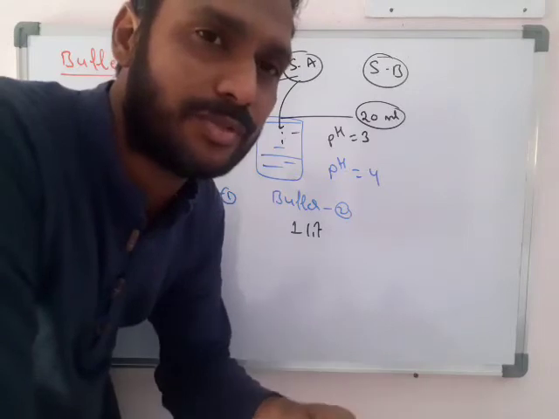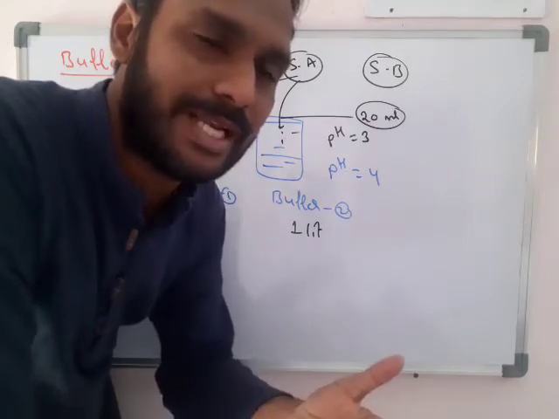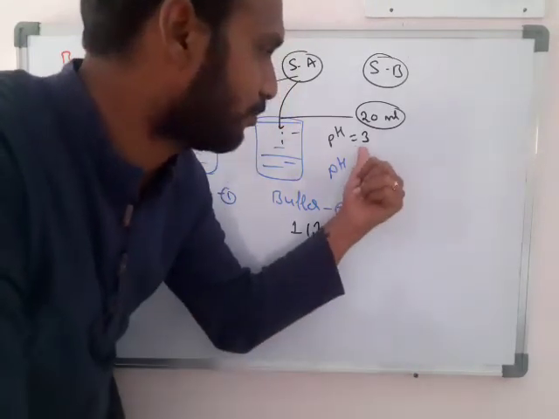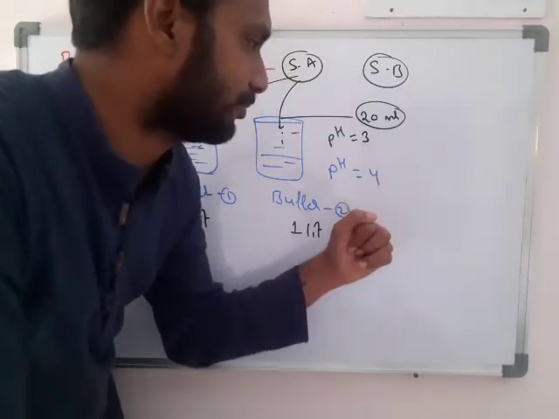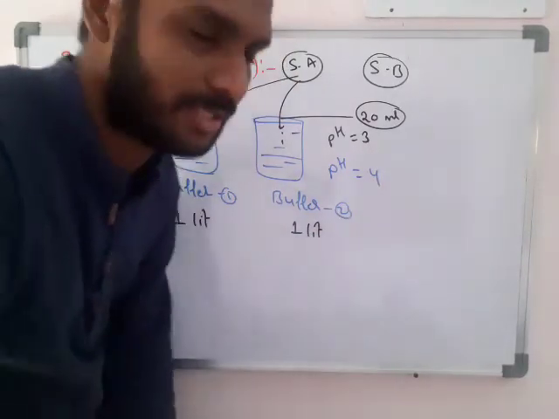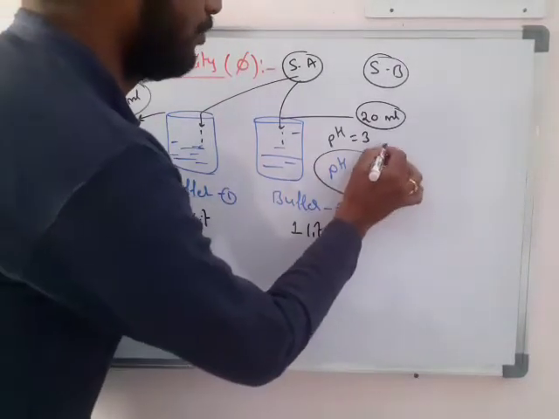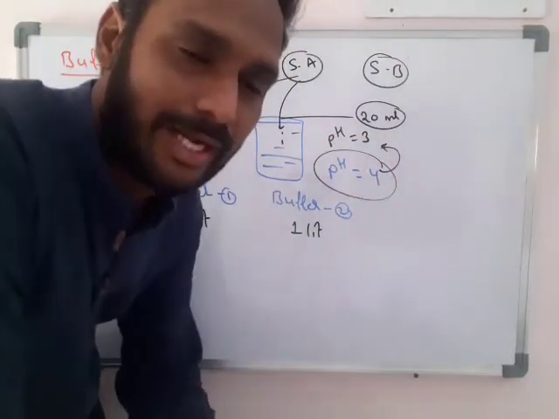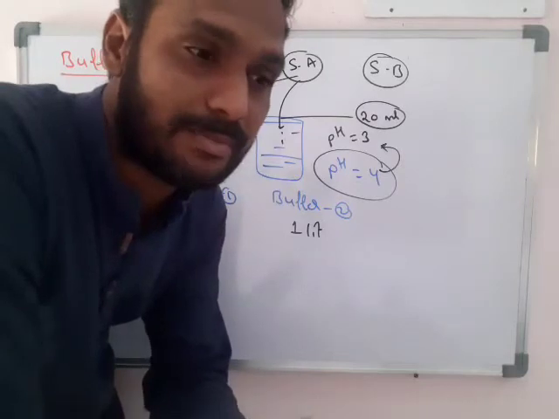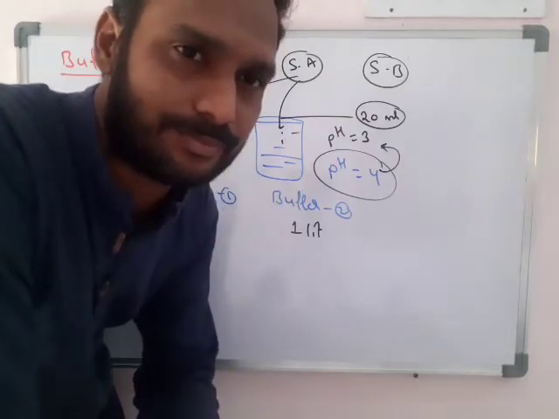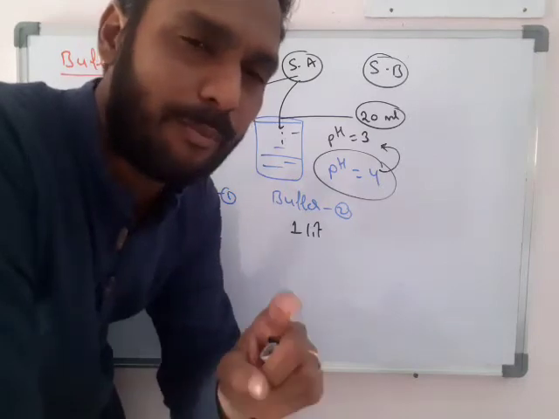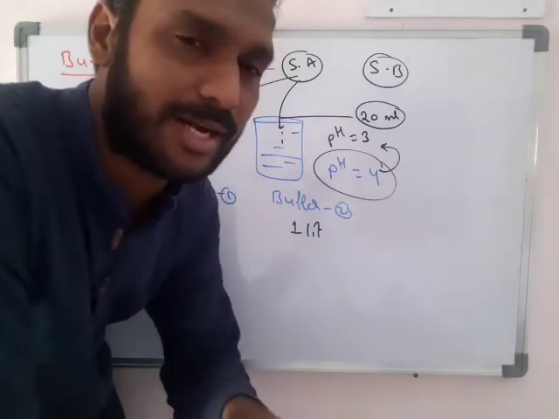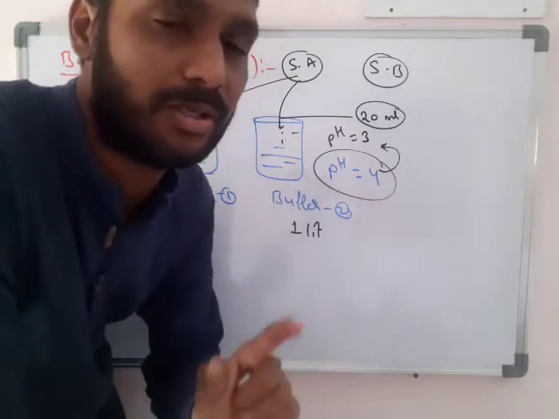But after addition of the 20 milliliter, it changes its pH value from 3 to 4. Sorry, 4 to 3. Okay, first the pH we took was 4, right? It becomes 3. That is, pH value decreased, which means its acidic strength increased. Whatever the acidic strength increase or decrease, the pH value changed after addition of 20 milliliter of acid.